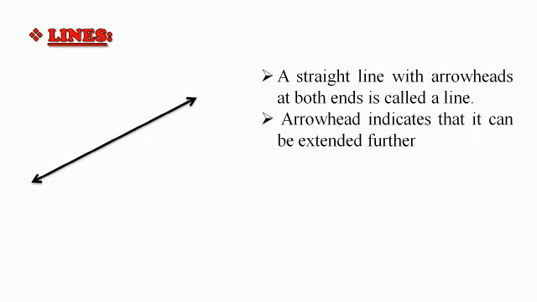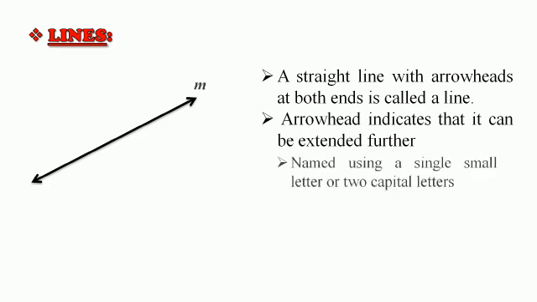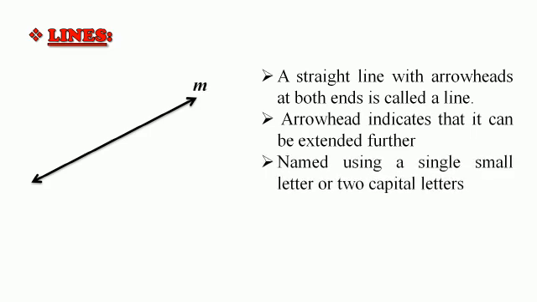A line is named using a single small letter or two capital letters. The line shown in the figure can be named as line M or line AB. A line can be named by reversing the endpoints. So we can name this line as line AB or line BA.